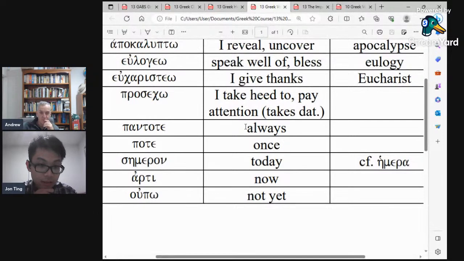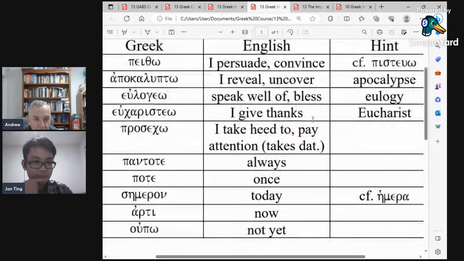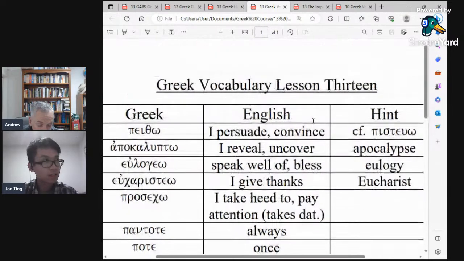And semeron, which is today, and very similar to hemera, helpful. Arti is now, just remember that. Oupo is not yet. Okay, good. Yeah. Similar to ouketi. Yeah. So ou is not, the OU. Yep. And this is not yet here. Yep. Okay. Was ouketi also not yet? It was not still. Yeah. It's very similar in meaning.